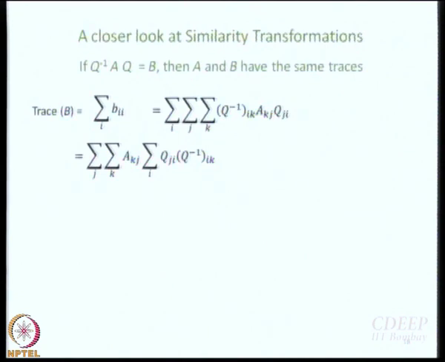So now I separate A because Q is there, Q inverse is there, I can easily get rid of them. So it will be sum over J, sum over K, AKJ, sum over I, QJI, Q inverse IK, right. Will you agree with this now?